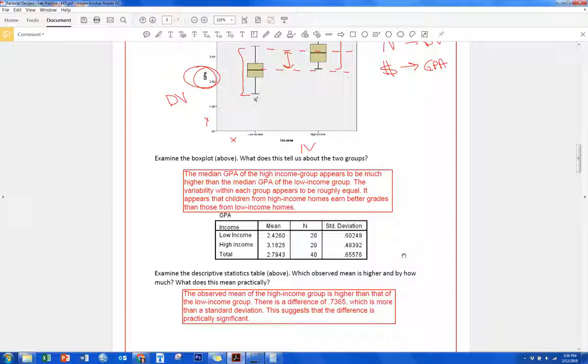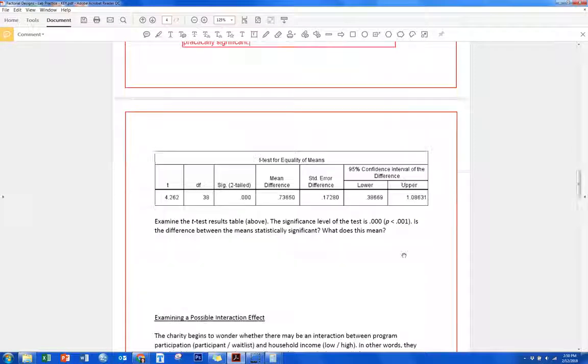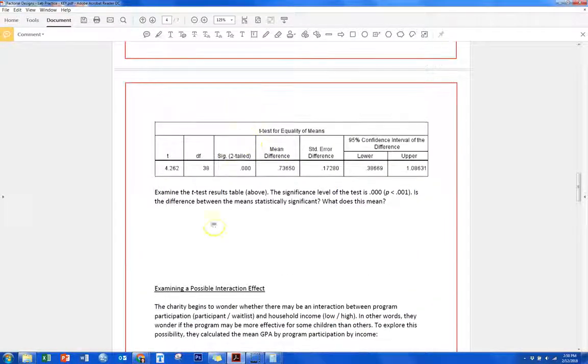For that, we need the independent samples t-test to compare those means. And that's what we have right here. Examine the t-test results above. Let's take a look. Okay, so our t-test statistic is 4.26. Degrees of freedom is the same, 38, because the sample size has not changed. The significance level, or the p-value, is 0.000. The mean difference is 0.7365.